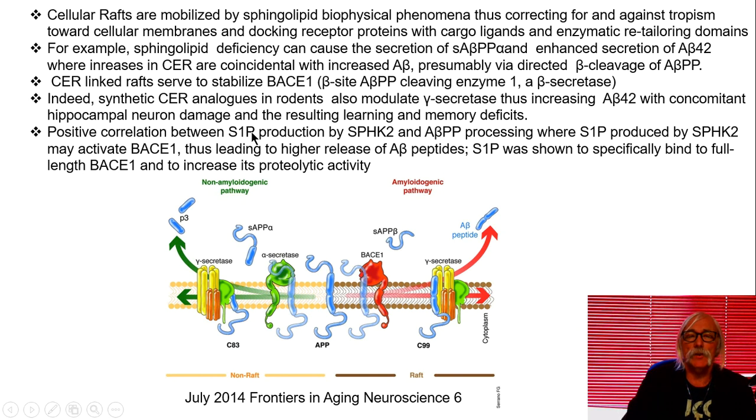Positive correlation between sphingosine 1-phosphate production by the kinase and the amyloid beta precursor protein processing, where sphingosine 1-phosphate produced by the kinase 2 isoform may activate BACE1, thus leading to higher release of the A beta peptides. Sphingosine 1-phosphate was shown to specifically bind to full-length BACE1 to increase its proteolytic activity. So there's a lot of things going on here.